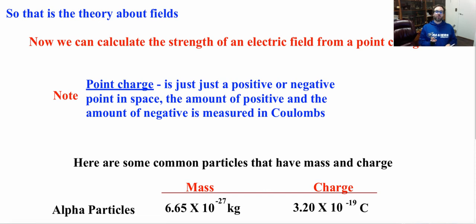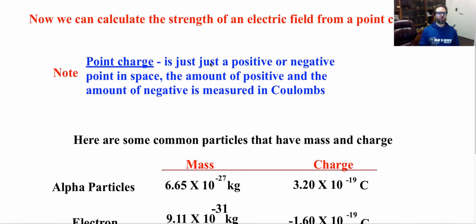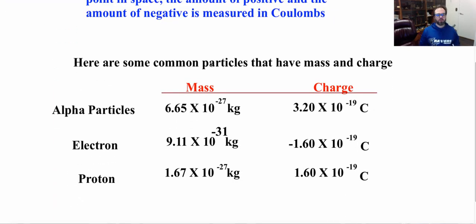One key thing to note and remember, a point charge is just a positive or negative point in space. The amount of positive and the amount of negative is always going to be measured in coulombs. We're going to be doing a lot of calculations with fields involving alpha particles, protons, and electrons. Here are some values that will be given to you on your diploma and in your formula sheet, but you should try and memorize. One thing I want you to take note of, maybe think about it now: why do you think the charge of an alpha particle is double that of a proton, but yet if we look at the mass, it's 4 times the amount approximately? So what do you think an alpha particle is?